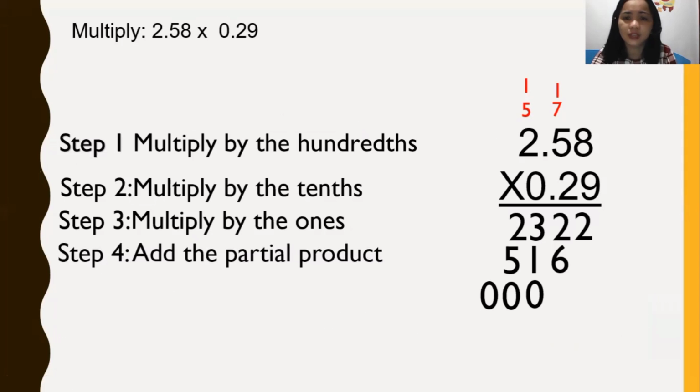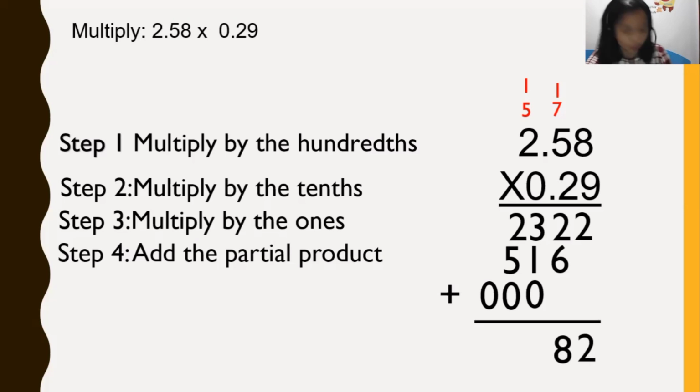Now and then we have to add the partial product. We have bring down 2 and then 2 plus 6 is 8. 3 plus 1 plus 0 is 4. We have 2 plus 5 is 7. And then bring down 0.